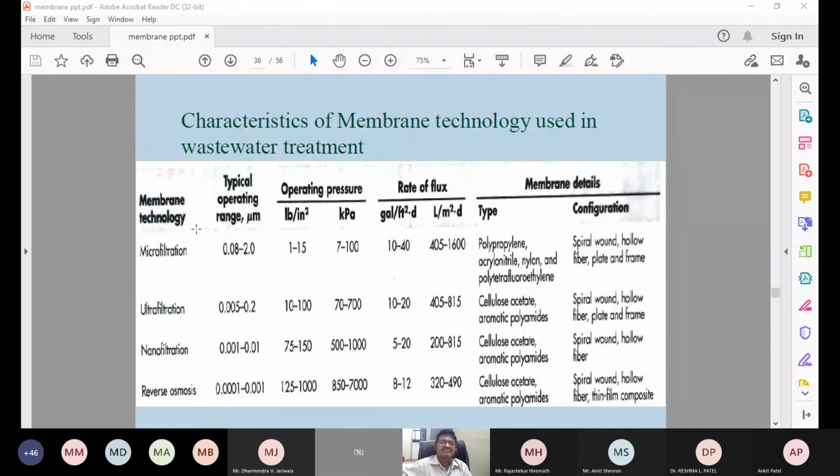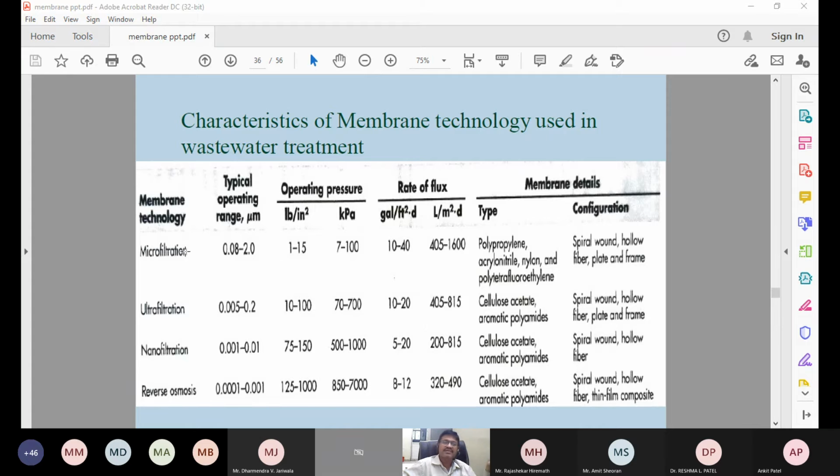Now, in a nutshell, we can see this membrane technology: microfiltration, ultrafiltration, nanofiltration, reverse osmosis. This is the typical operating range, meaning the size, and this is the pressure. You see, the operating pressure required in microfiltration is 7 to 100 kilopascal. In reverse osmosis, you can see up to 7,000 kilopascal pressure is required. And this is the rate of flux in different membranes.